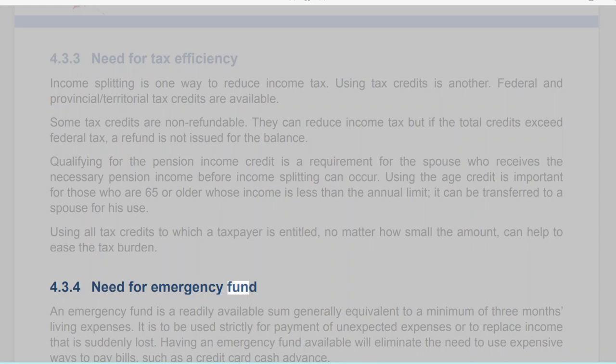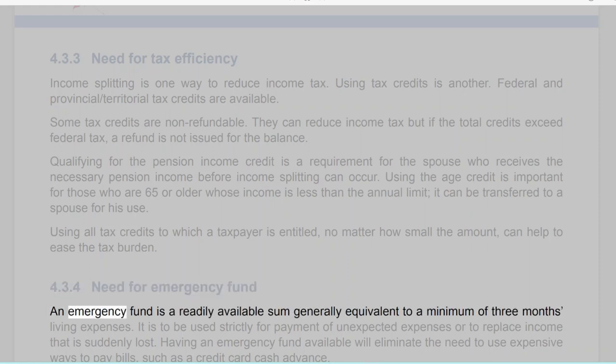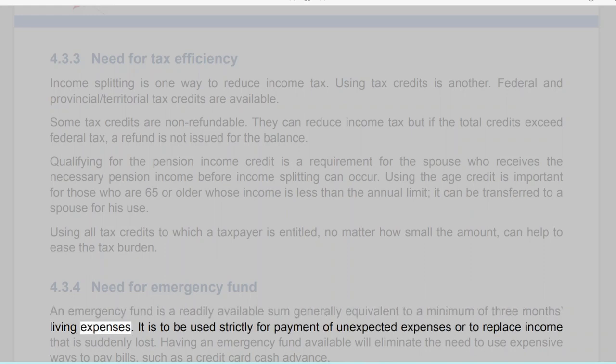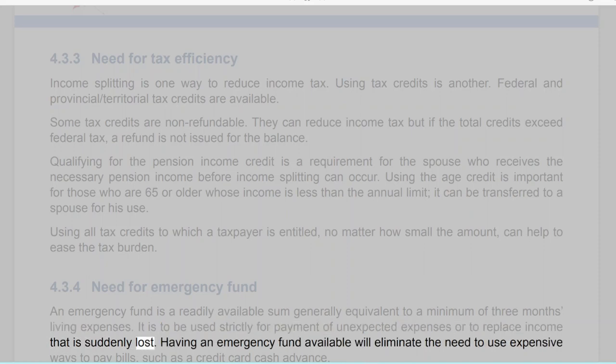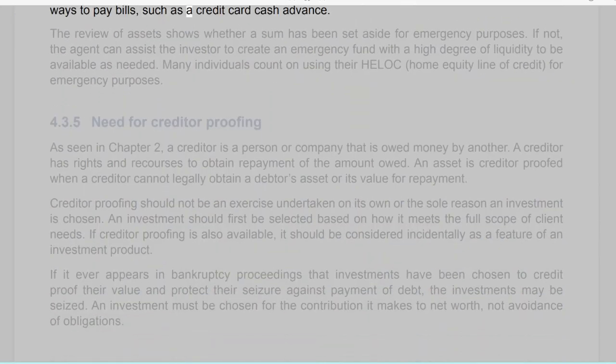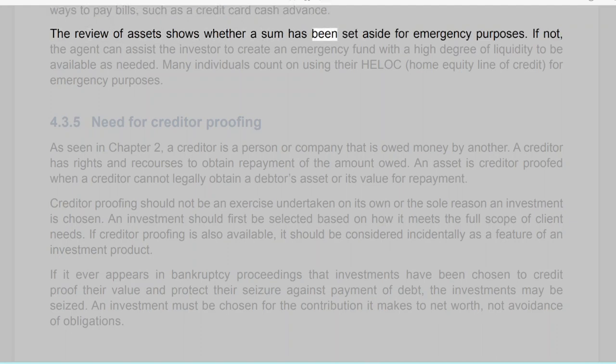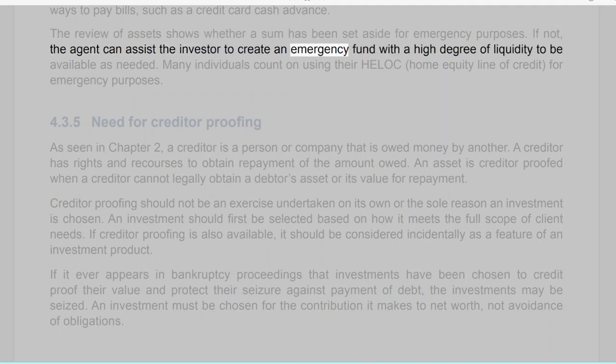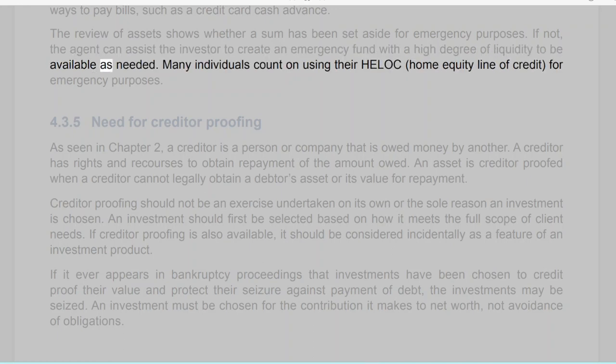4.3.4 Need for Emergency Fund. An emergency fund is a readily available sum generally equivalent to a minimum of 3 months' living expenses. It is to be used strictly for payment of unexpected expenses or to replace income that is suddenly lost. Having an emergency fund available will eliminate the need to use expensive ways to pay bills, such as a credit card cash advance. The review of assets shows whether a sum has been set aside for emergency purposes. If not, the agent can assist the investor to create an emergency fund with a high degree of liquidity to be available as needed. Many individuals count on using their HELOC, home equity line of credit, for emergency purposes.